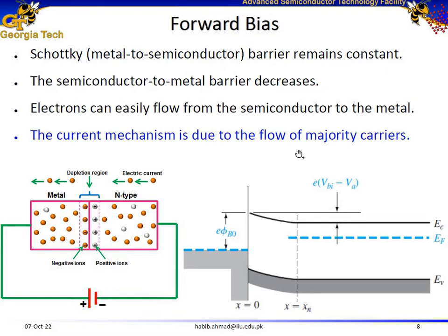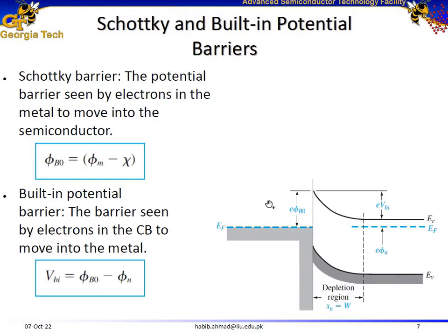Now, what happens under forward bias? In the previous slides, we looked at the energy band diagram of a metal semiconductor junction under thermal equilibrium. What happens under forward bias? Let us go back to this slide over here. Forward bias means, this is an N-type semiconductor, so forward bias means to apply a positive voltage to the metal side and to apply a negative voltage to the N-type semiconductor. Applying a negative voltage to the N-type semiconductor means to drag these energy levels up.